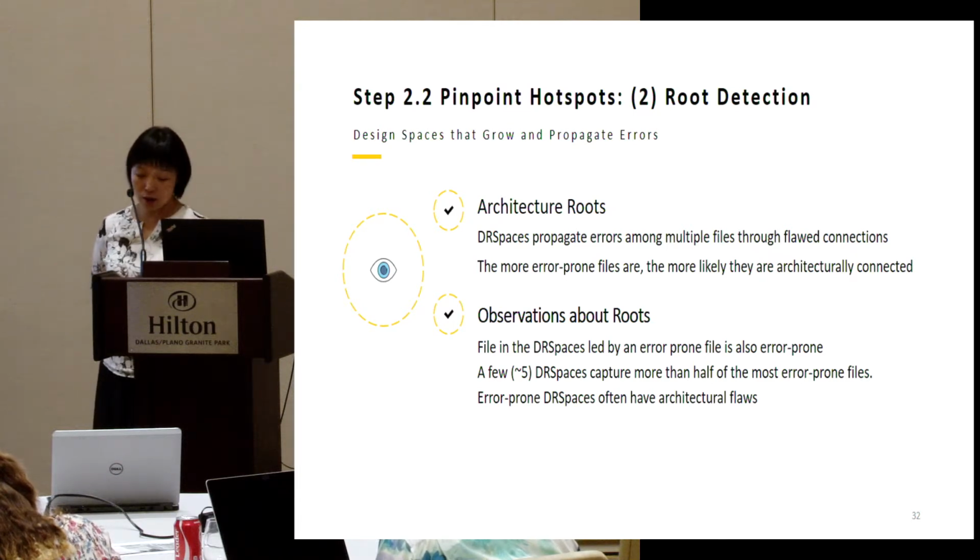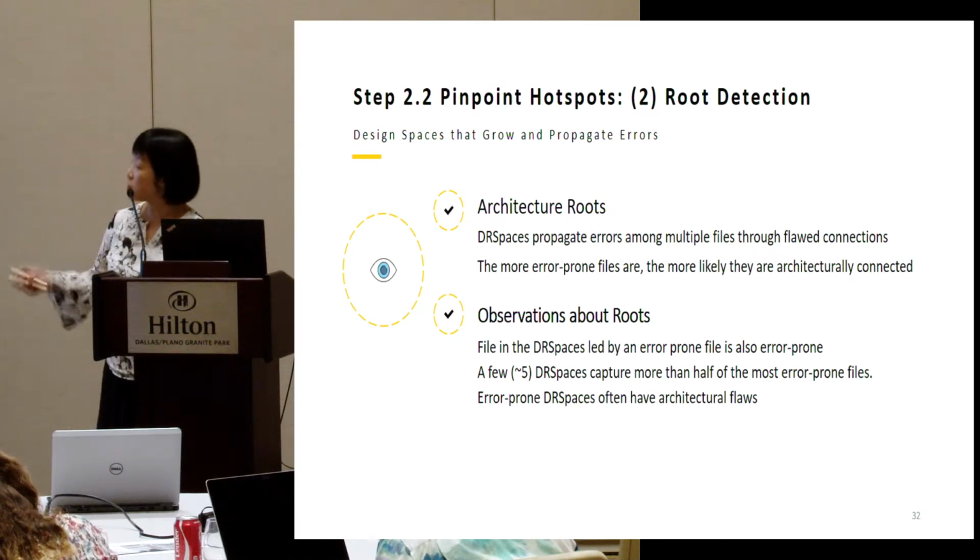Another technique we developed is architecture roots. What are architecture roots? Based on our study of a large number of systems, we realized that the more error-prone files are, the more likely they couple together. It is usually because wrong relations among these files propagate errors through a large number of files. So we capture these wrong relations among error-prone files and put them together into a special design space we call architecture roots. This is our 2014 paper.